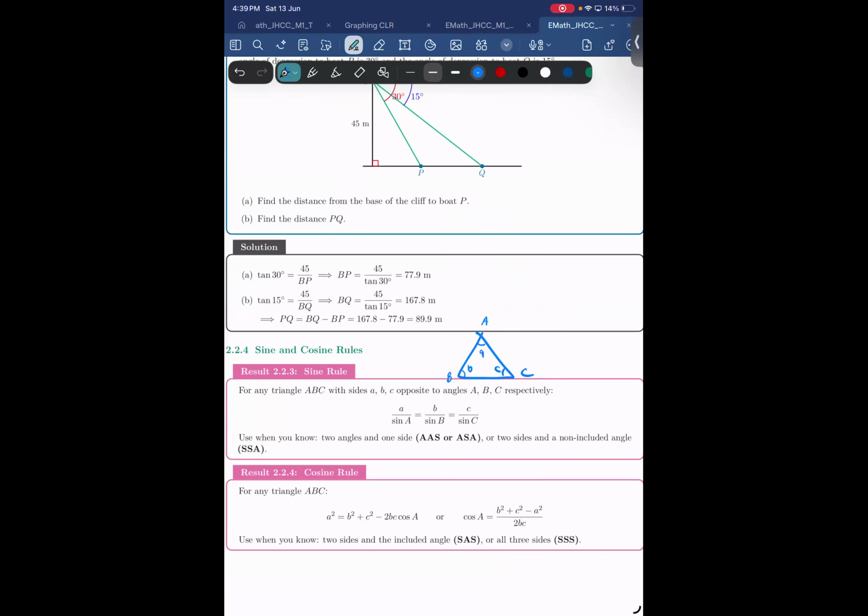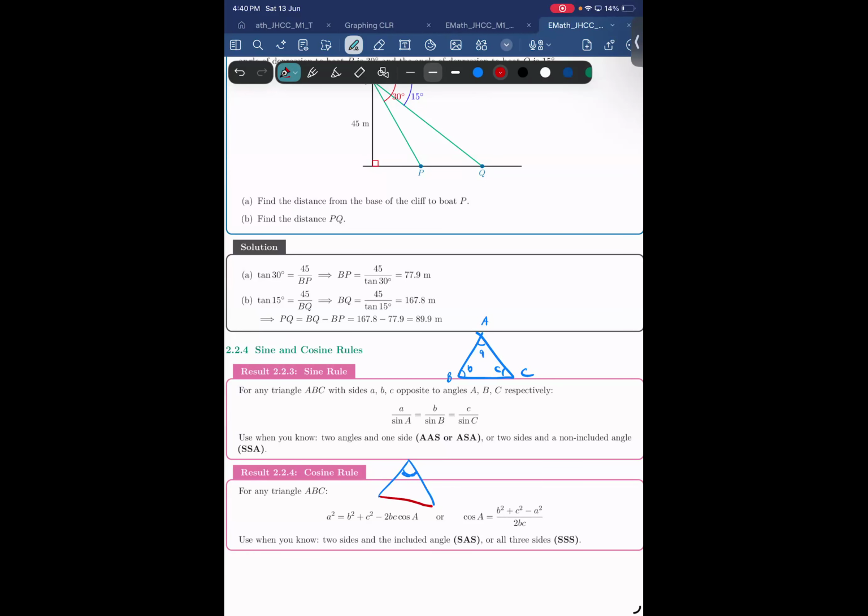So we will see an example of when it can be applied. Okay, then next we look at the cosine rule. The cosine rule given in your formula sheet is a squared equals b squared plus c squared minus 2bc cosine of big A. So this is when you know two sides and then the included angle. So two sides, you know this side, and then you know an angle here, and then you want to find the last side. Then this is when you use the cosine rule.